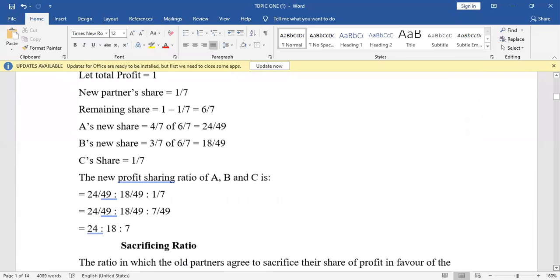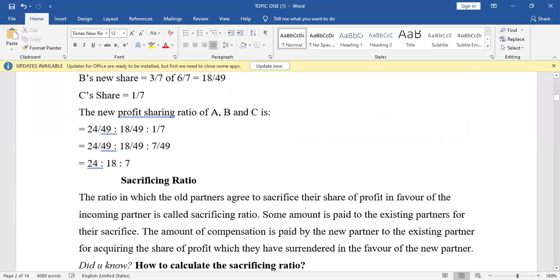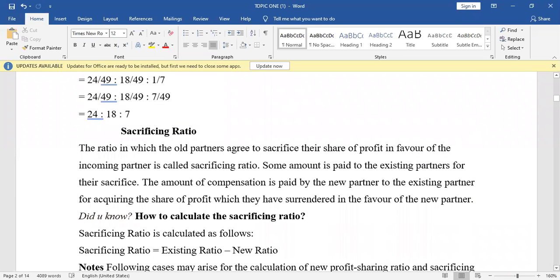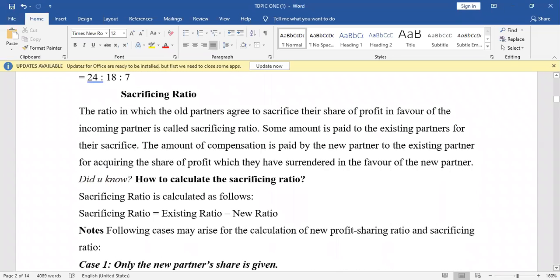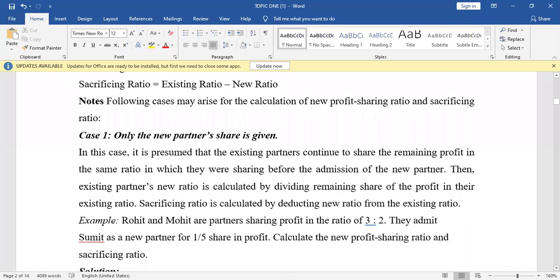So the ratio which the old partners have sacrificed for the sake of the new partner coming in is what we call the sacrificing ratio. And to get the sacrificing ratio, it is the existing ratio minus the new ratio. So if you want to get what the old partners have sacrificed, look at the existing ratio, which they used to have, minus the new ratio, which they are now going to use to share the profits. That's what we call the sacrificing ratio.